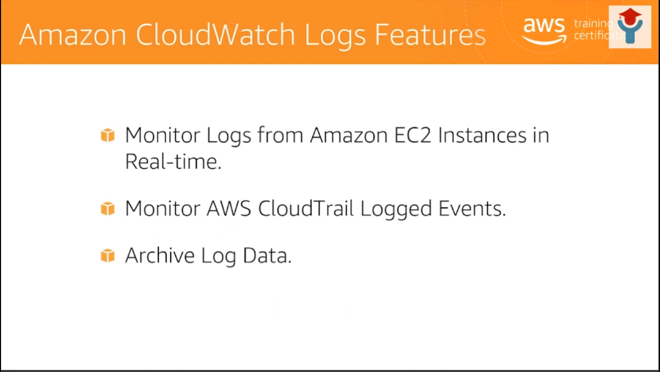Amazon CloudWatch logs features include the ability to monitor logs from EC2 instances in real time. Additionally, they can monitor AWS CloudTrail events. Remember, CloudTrail events are all API actions that happen within your account, and basically everything that happens within AWS, whether it's from the console, the CLI, or direct API access, is all API driven. This gives you a full record of who did what, when, in your environment. So this is very helpful for security and compliance. And of course, you can also archive log data for future analysis.